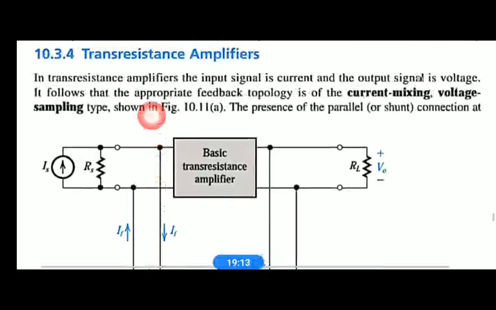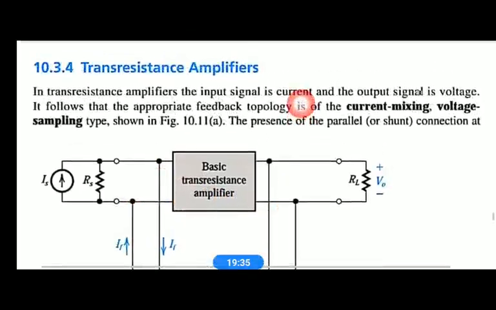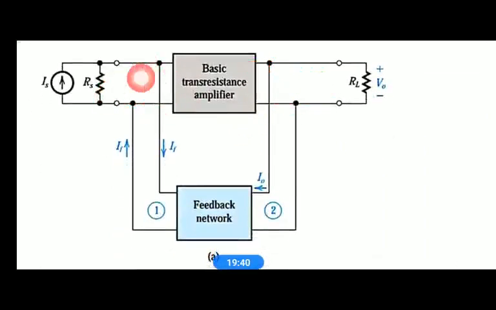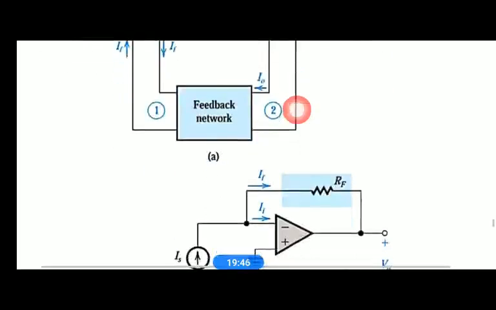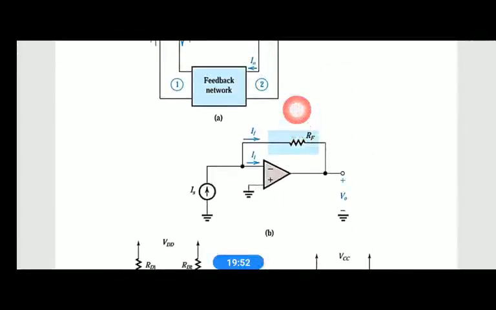feedback topology. Here you can see we are mixing the current, meaning the current IF is mixed with the IS, and here we are sampling the voltage V0. So this amplifier we call a current mixing voltage sampling amplifier. Here both sides are shunt, so the input resistance and output resistance both decrease due to the feedback network. And see here, three different types of networks are given.